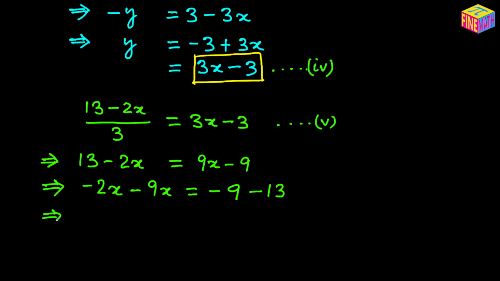So from here we have negative 11x is equal to negative 22, and from here we have x is equal to negative 22 divided by negative 11, that becomes positive 2.